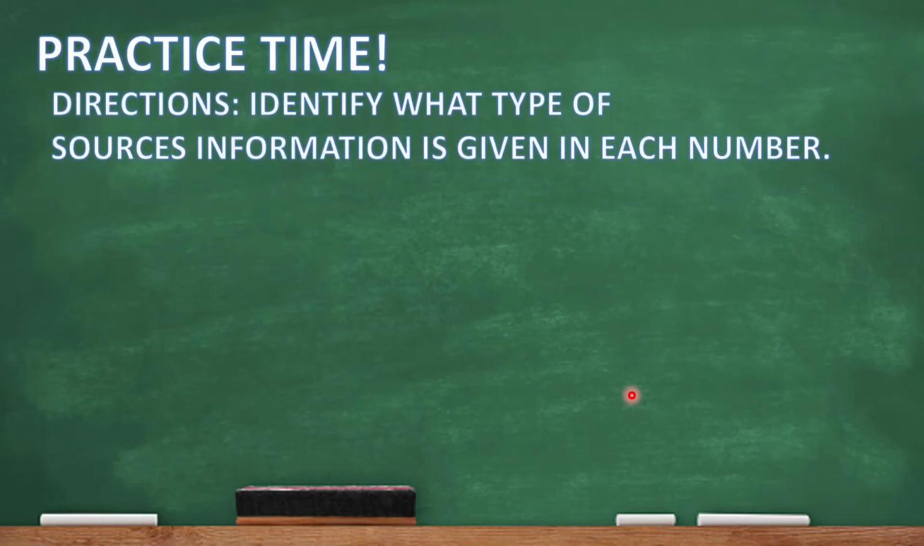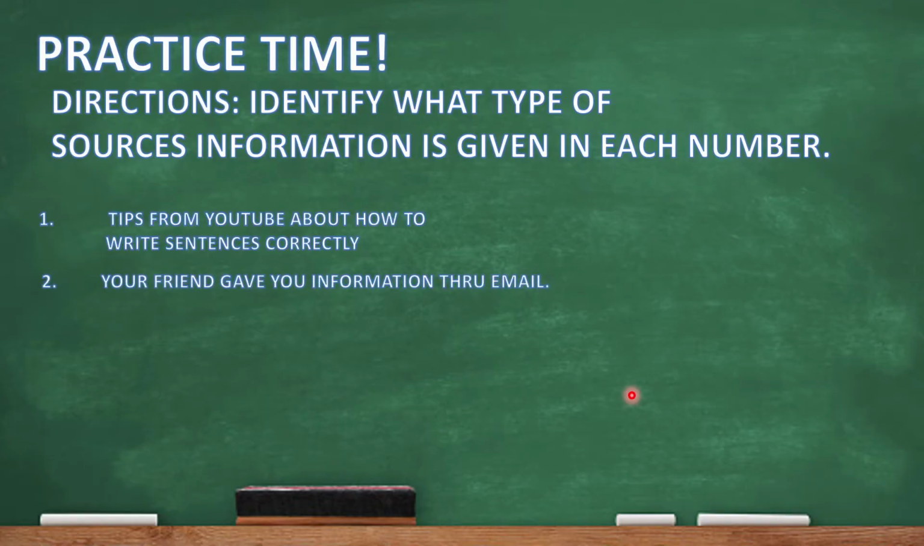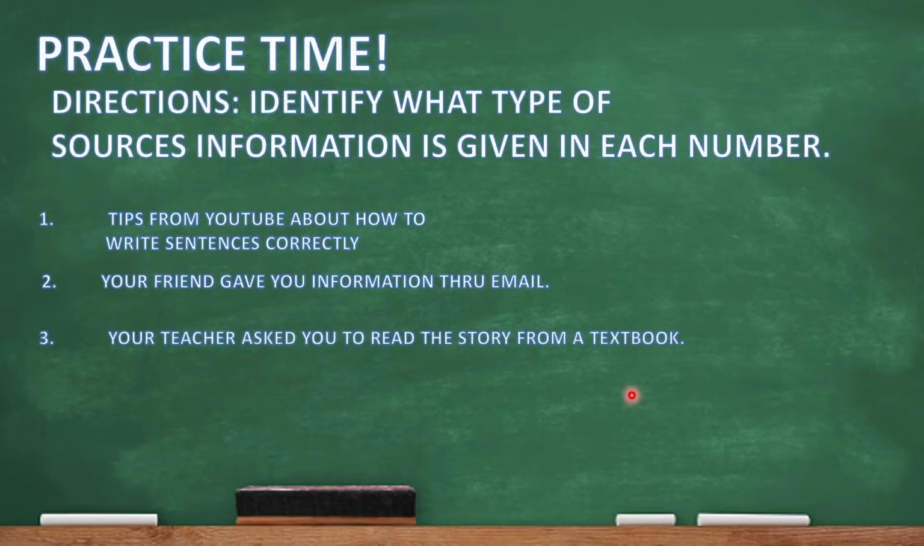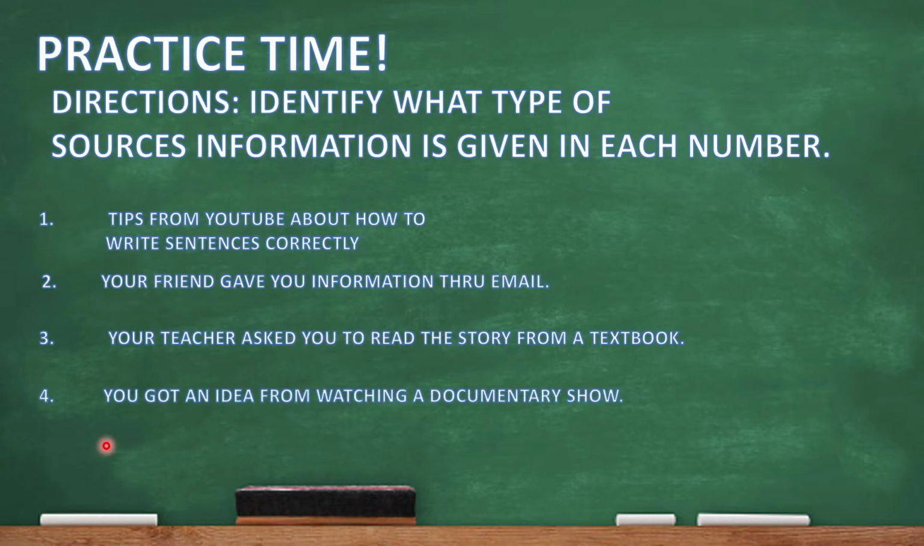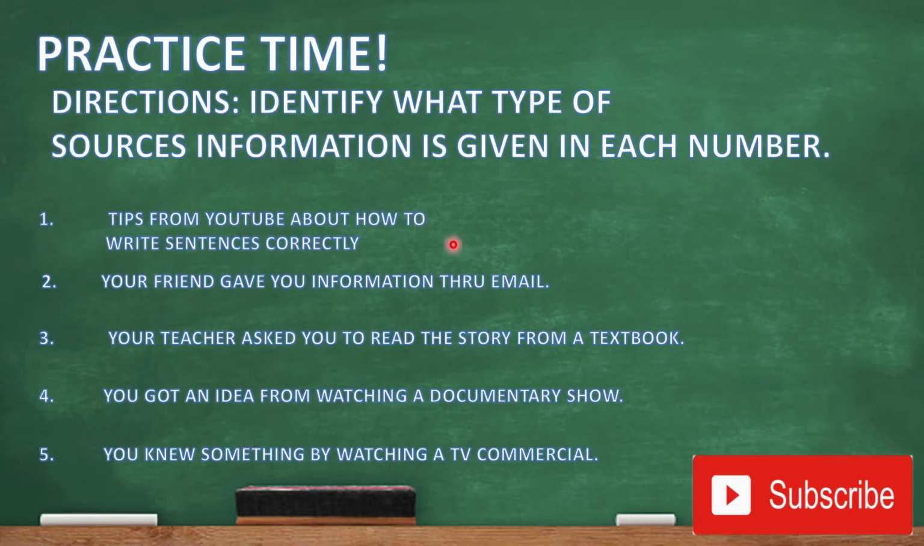Practice time. Directions: Identify what type of source of information is given in each number. Number 1. Tips from YouTube about how to write sentences correctly. Number 2. Your friend gave you information through email. Number 3. Your teacher asked you to read a story from a textbook. Number 4. You got an idea from watching a documentary show. And number 5. You knew something by watching a TV commercial. Answer now.